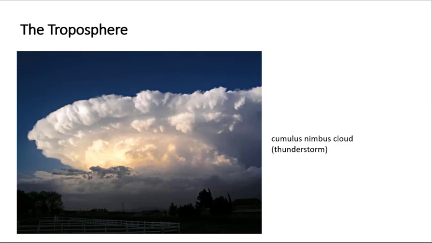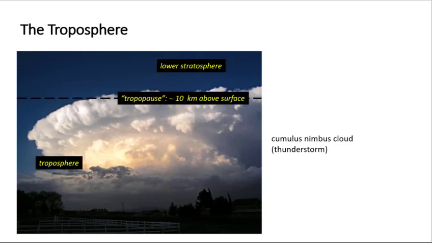We focus now on the troposphere. This is the lowest layer where we live, extending up to around 10 kilometers. This is also the layer where weather systems form. Shown here is an example of such a weather system, an intense, mature thunderstorm cloud. However, one can see that the cloud only extends up to a certain height.